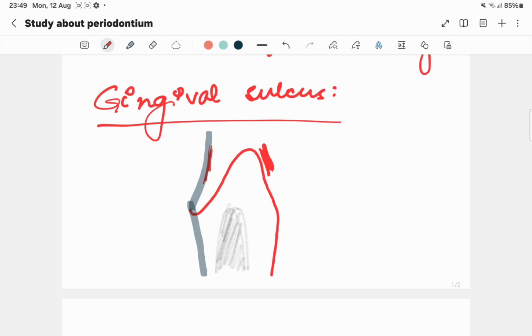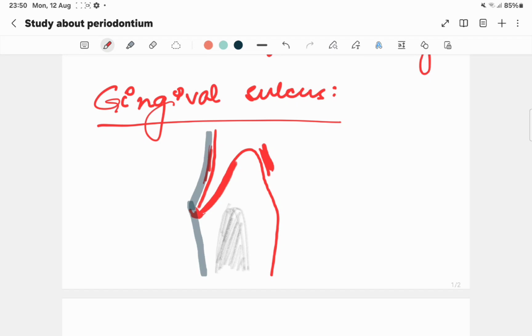So what are the boundaries of your gingival sulcus? The inner boundary is the tooth surface. This may be your enamel, or it may be your cementum, or both. The outer part will be the sulcular epithelium, and the base is the margin of the attached tissues.